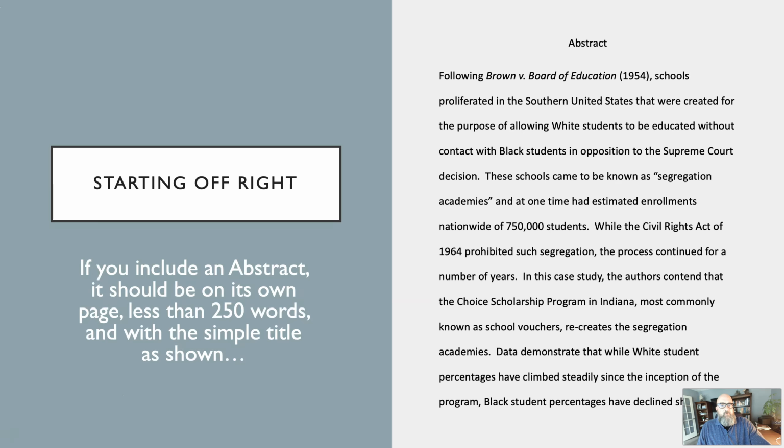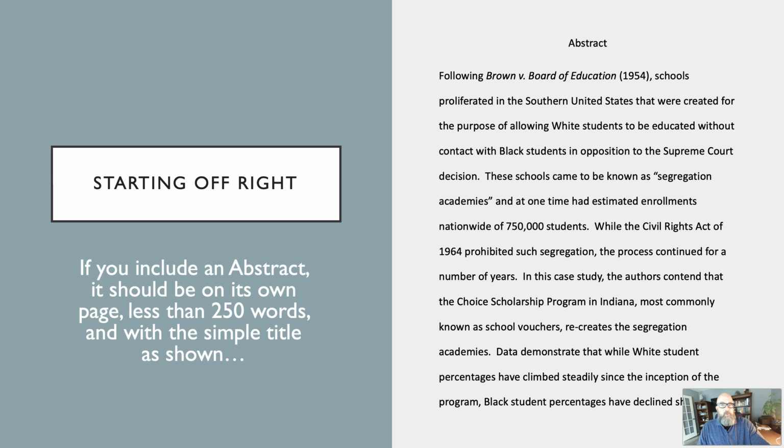The next thing is if you use an abstract. Now for most of the research papers and shorter papers that you write from me, it's not necessary to do an abstract. If you're going to do a 10 to 12 page paper, 8 to 10 page paper, either way, then an abstract is acceptable. But keep in mind, if you do use an abstract, and I'm not requiring them, it should be on its own page. Nothing else is on the page but the abstract. It should be less than 250 words, and it should have a very simple title which just says abstract. You do not have to repeat the title of your paper.